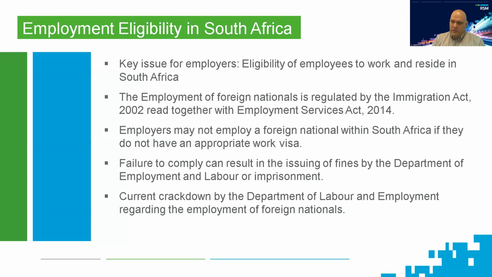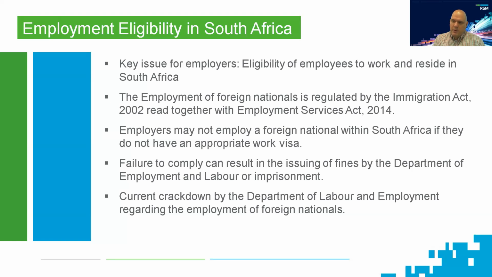Now, obviously most of you are aware of what's going on in the news at the moment. There's been a massive crackdown by the Department of Labour and Employment regarding the employment of foreign nationals. At the moment, the industry that is being targeted is the hospitality industry, and it has resulted in roughly about 181 arrests of foreign national employees, together with employers who knowingly hired these foreign nationals.